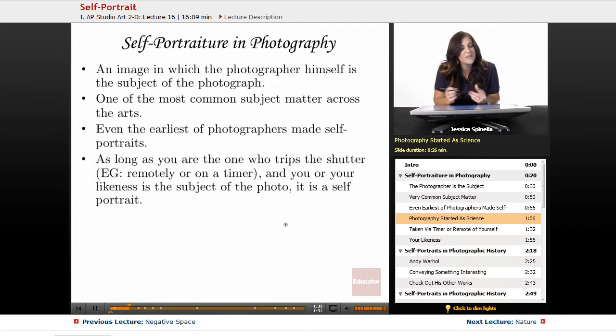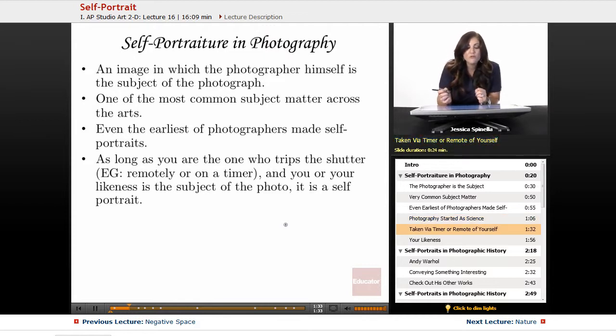It's probably the truth. But anyway, as long as you are the one who trips the shutter, this is a really important point about self-portraits. As long as you are the one who trips the shutter, which means that you are the one pushing the button, you can do it remotely. There are lots of remote controls. You can get these on Amazon for like a couple dollars. But you can also use the self-timer on your camera. As long as you're the one that actually pushes the button and you or your likeness is the subject of the photo, it is considered a self-portrait.